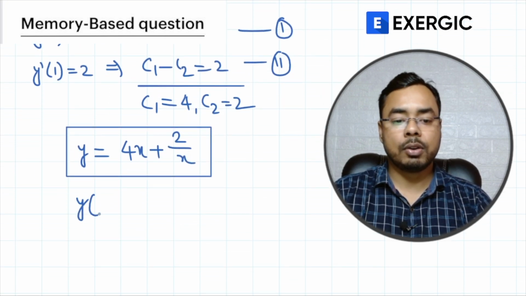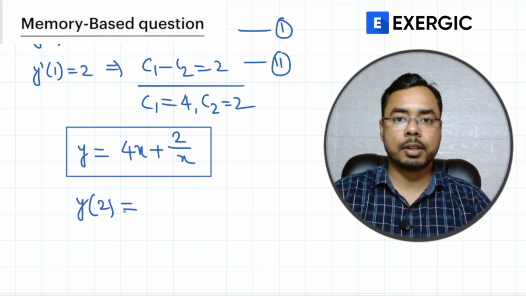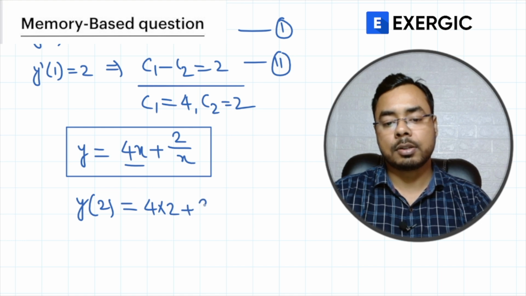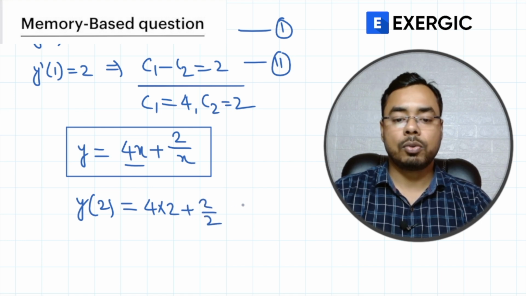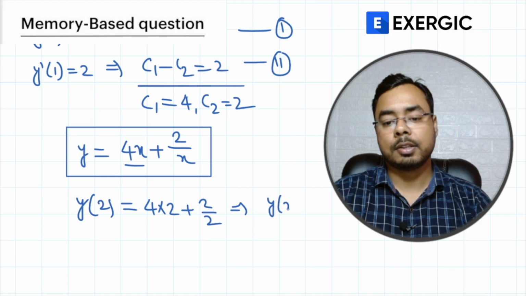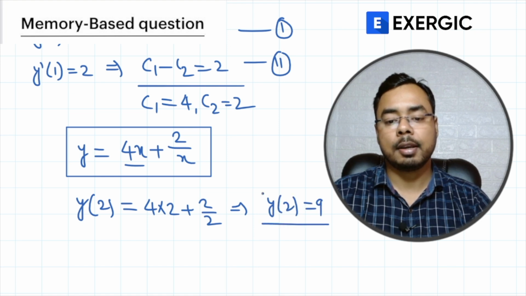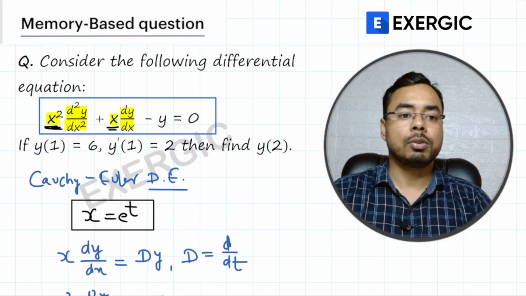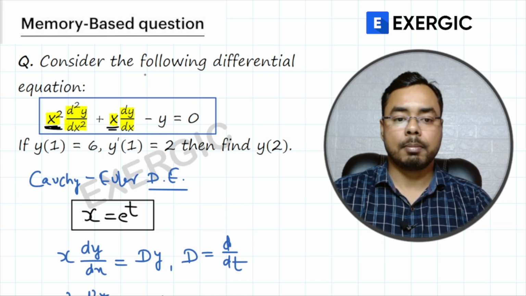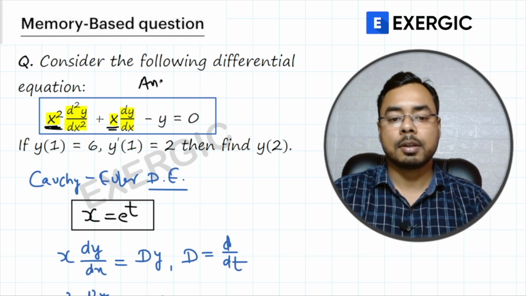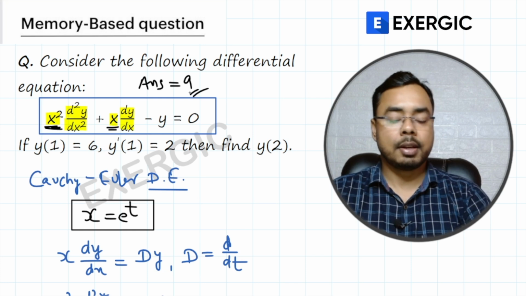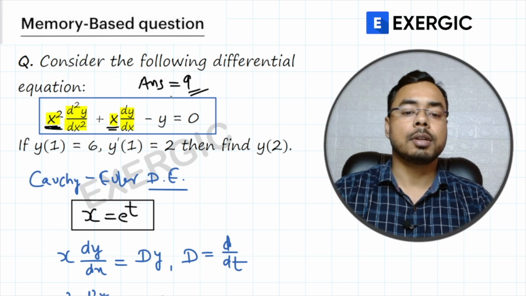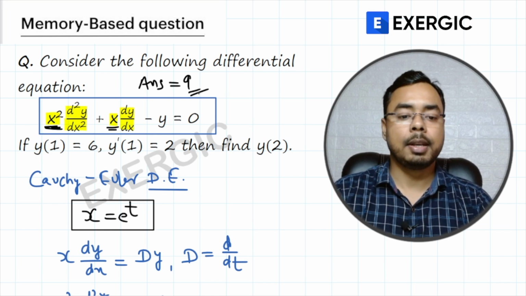So now we have to calculate the value of y of 2, right? When x is 2, what should be the value of y? This will be nothing but 4 into 2 plus 2 by 2, right? So 4 into 2 will be 8, 8 plus 1, this will be 9. So y of 2 will be nothing but 9, right? So the correct answer for this problem will be 9. Now we are not aware whether options were given in this problem or it was a numerical answer type question, but the correct answer for this problem will be 9, right?